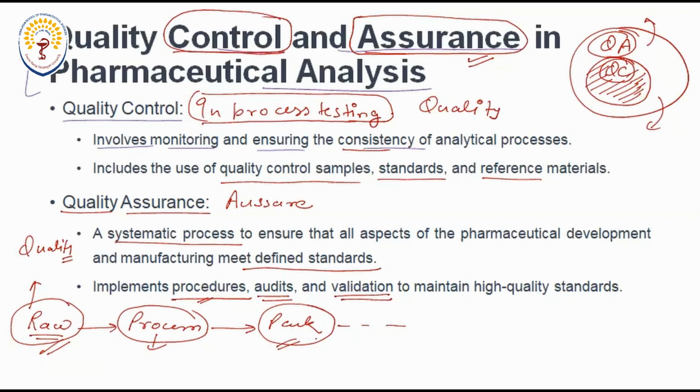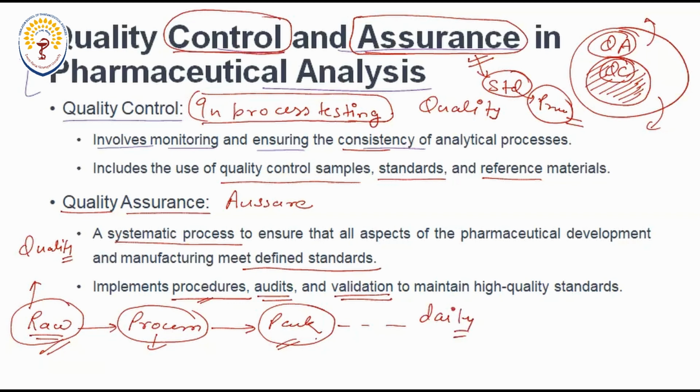And how will they check it? They have already created some standards, some procedures, and you, the scientist or the person involved in the manufacturing process, are you following these processes or not? So they are constantly checking. A typical example in our daily life, we can also understand quality control and quality assurance.